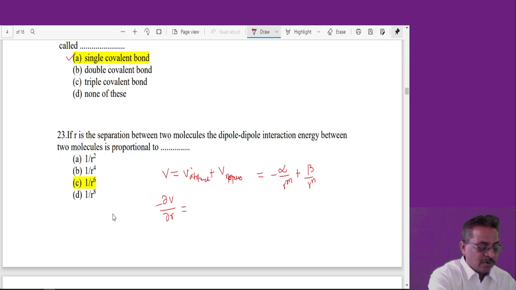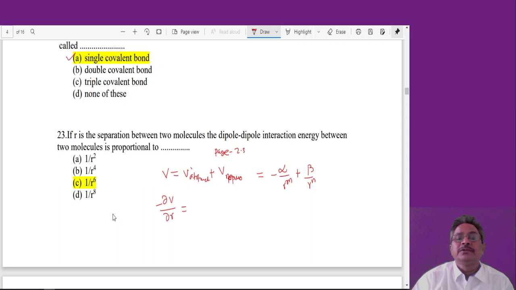This is given in your textbook on page number 3.27. On this page, this particular example has been solved, and that example shows you, if I go for the derivation of delta V upon delta R at a certain value of R equal to R0, I get a very simple calculation, and that calculation shows you R0 raised to 13 upon R0 raised to 7.